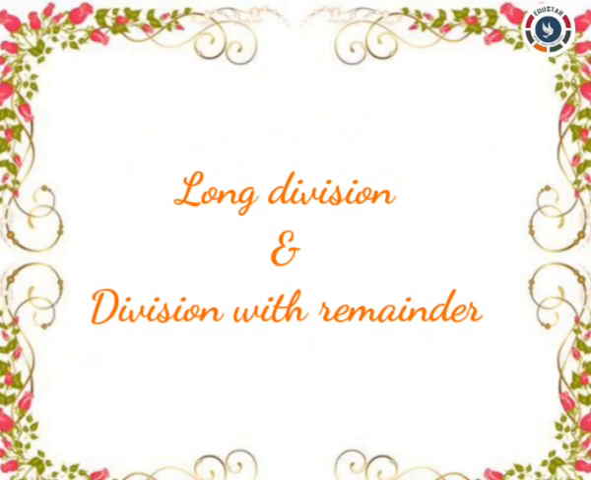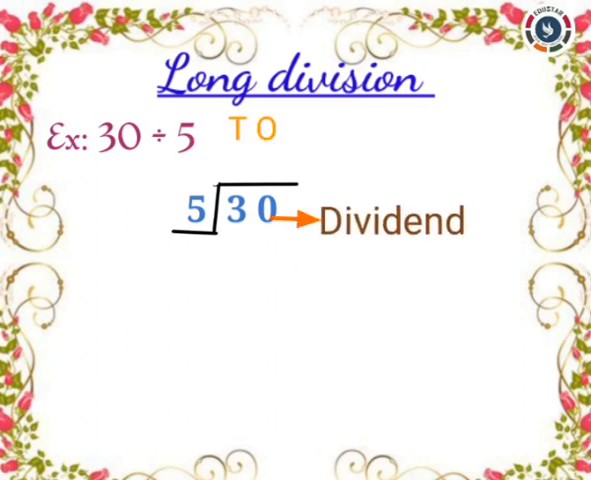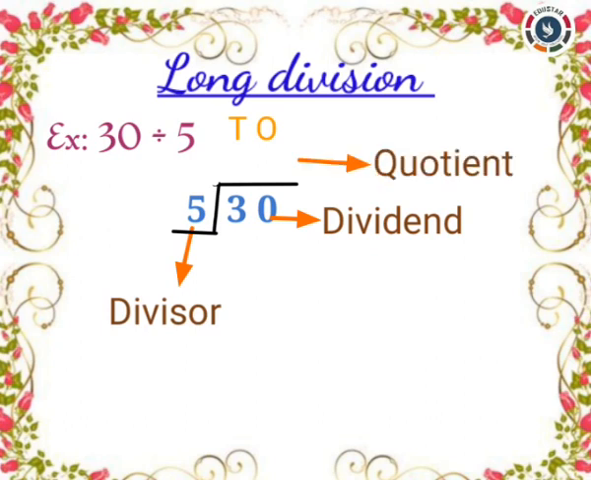Today, we will learn about long division and division with remainder. Usually, we use long division for sums that need more than one step. Division can be set out in another way. For example, let's take 30 divided by 5. This 30 divided by 5 is written like this. Here 30 is the dividend and found inside the division box. This 5 is the divisor. Now we have to find the answer, that is quotient. This quotient will be written above the dividend.